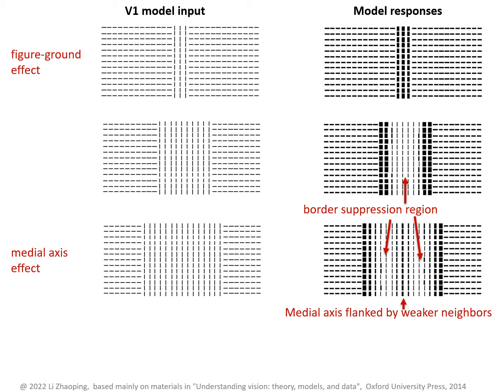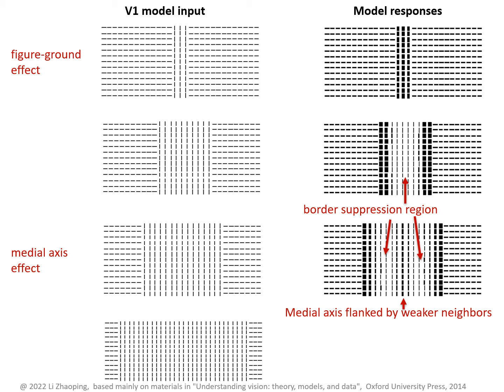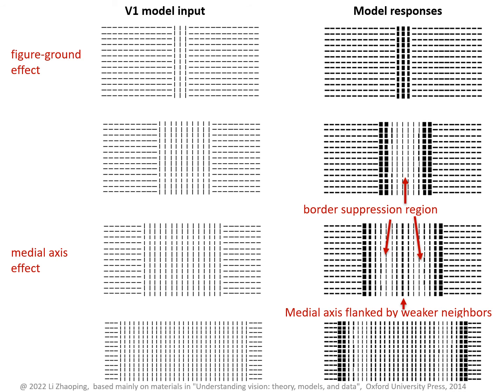It should occur only when this foreground texture has a certain width or size, because when the texture region is even wider, then its medial axis is no more salient than the background texture bars, since it's too far from the border suppression regions. Across different sizes of the foreground texture region, the figure ground effect for the figure to evoke higher V1 responses occurs only for small figures.